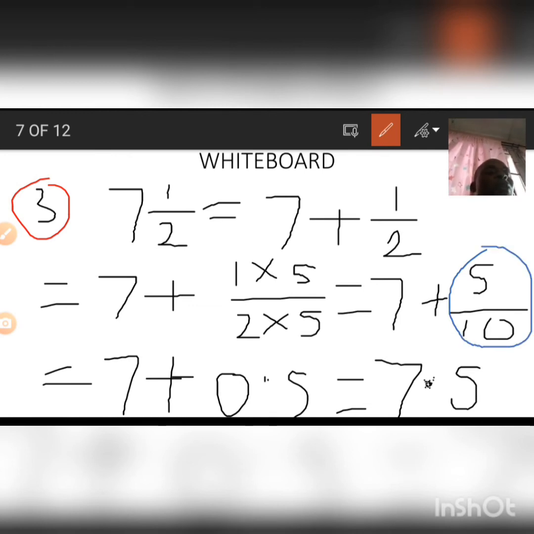Now, in a similar way, we are going to try to change this 5 over 10 into something else, a decimal. So when we do that, we are going to get 0.5, because it has only one 0, so it means we are going to move the decimal point just one position. So that gives us 0.5. So once we add this 7 to 0.5, we are going to get 7.5, because that position of 0 for whole number has been occupied by 7. So our final answer becomes 7.5.